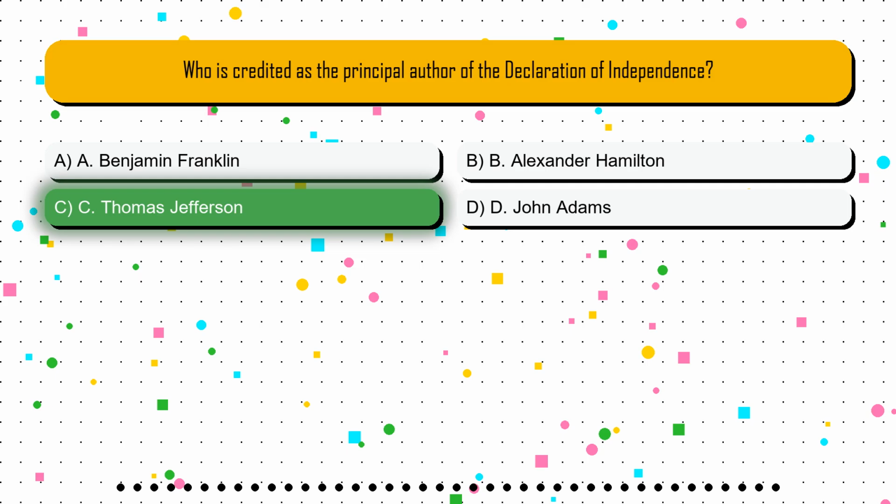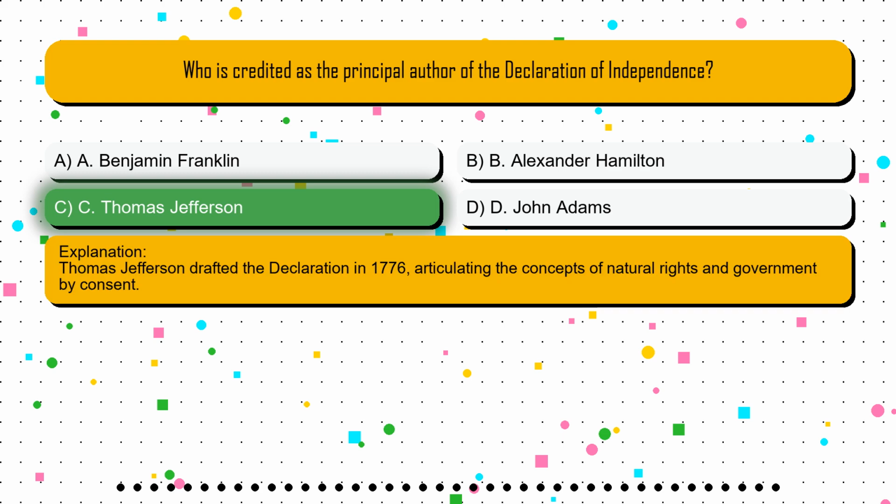The correct answer is option C. Thomas Jefferson. Thomas Jefferson drafted the Declaration in 1776, articulating the concepts of natural rights and government by consent.